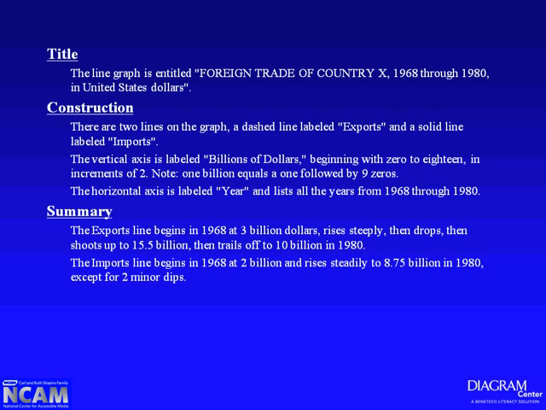The summary, I'll read the summary in its entirety. It's 2 sentences. The export line begins in 1968 at $3 billion, rises steeply, then drops, then shoots up to $15.5 billion, then trails off to $10 billion in 1980. That's the exports line. The imports line begins in 1968 at $2 billion, and rises steadily to $8.75 billion in 1980, except for 2 minor dips.